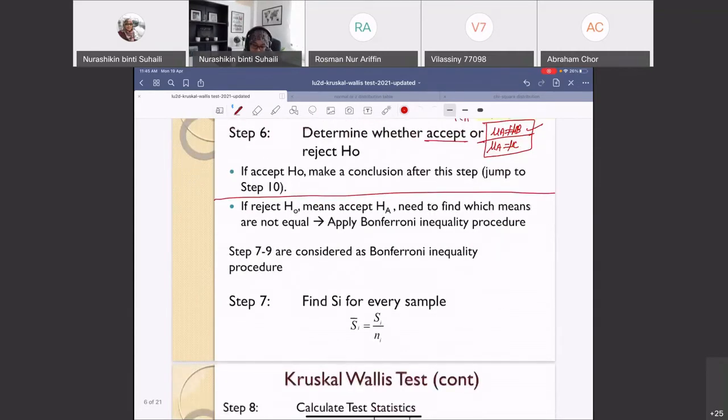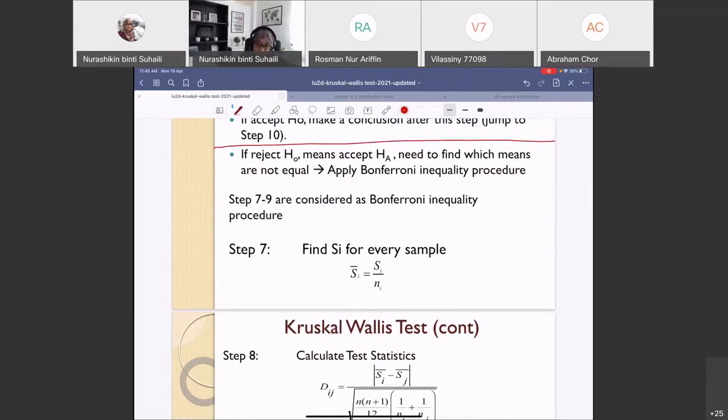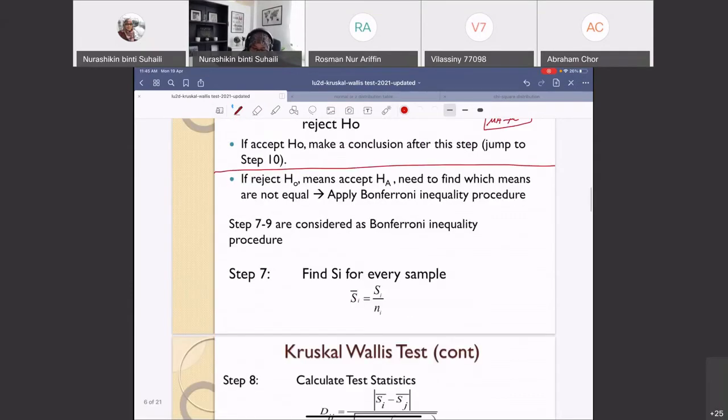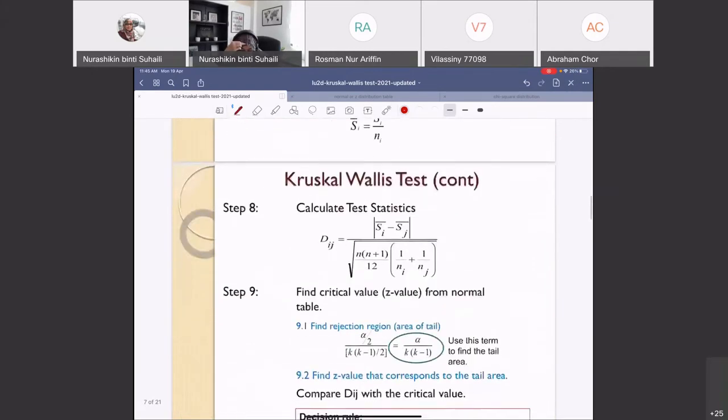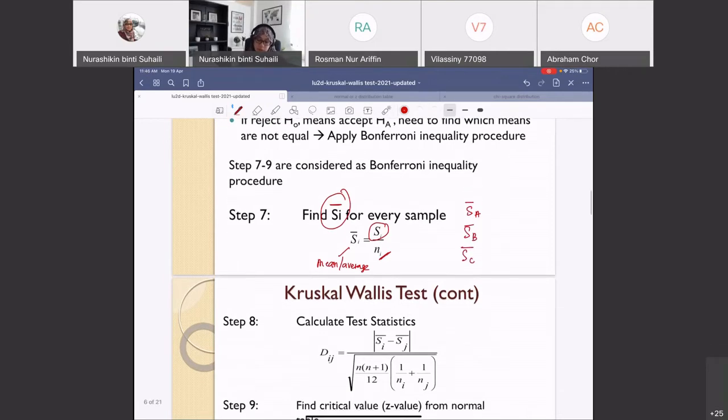So step seven, when you accept the alternative hypothesis, you have to proceed by finding SI for every sample. You have to find the SI bar. What's the difference between SI and SI bar? SI bar is actually the mean, the average. Before this, you have calculated SI only, right? And in order to find SI bar, you have to divide by the sample size of each sample. So if you have three samples, you have SA bar, SB bar, SC bar. So that is step seven.